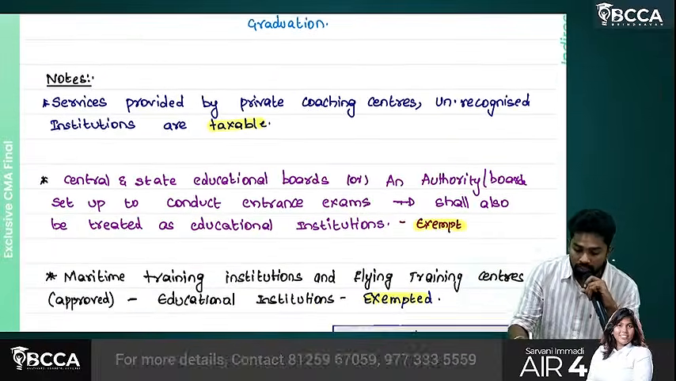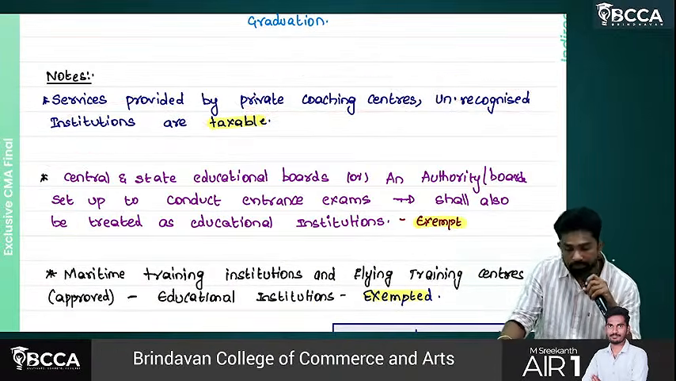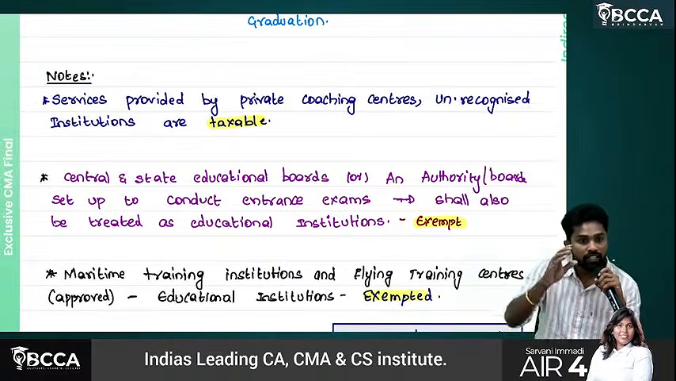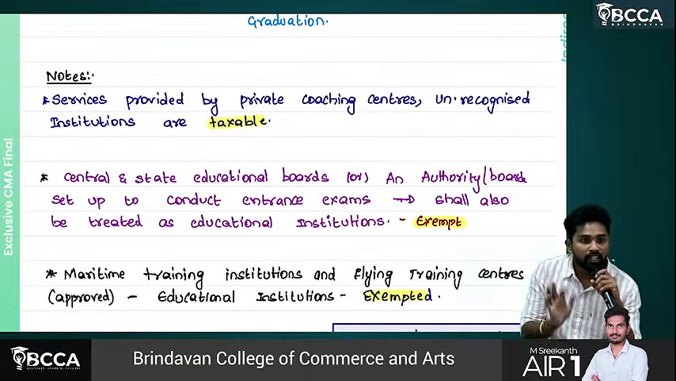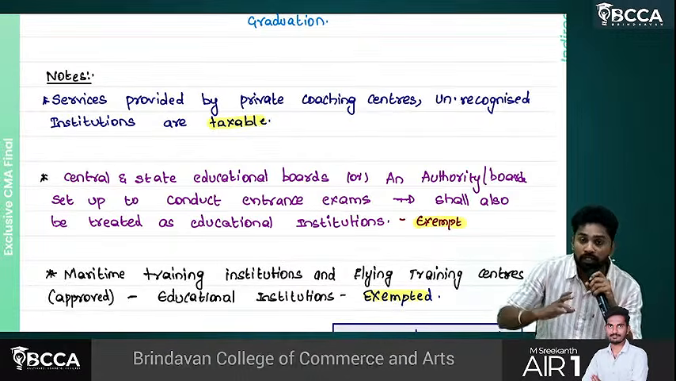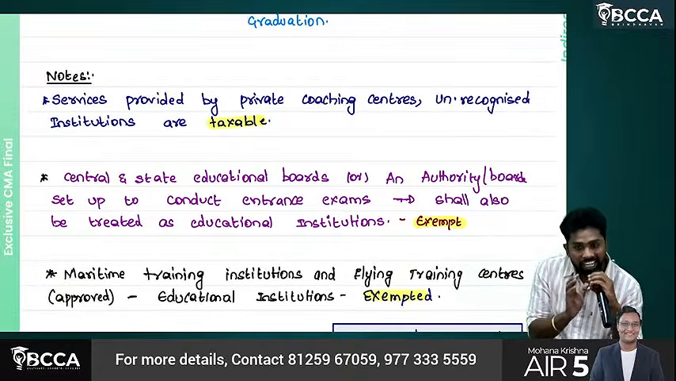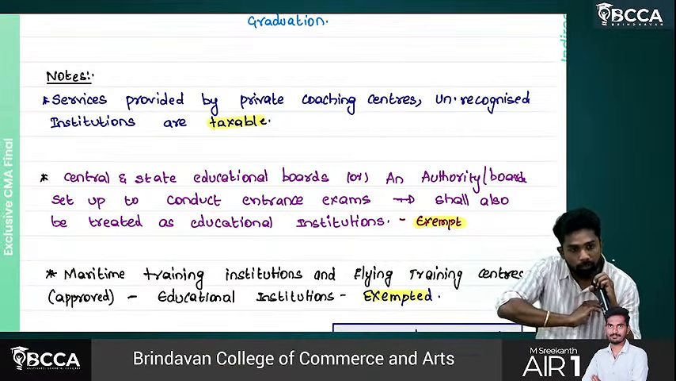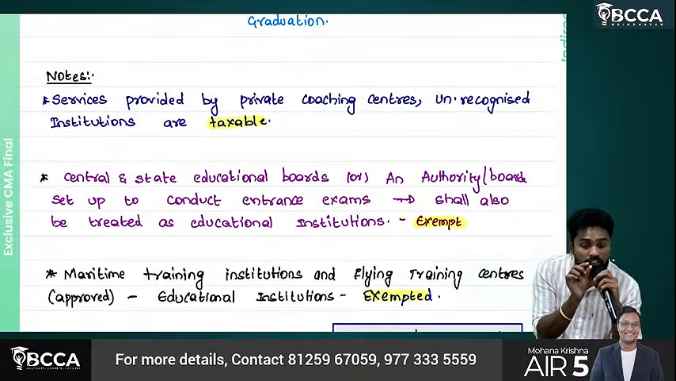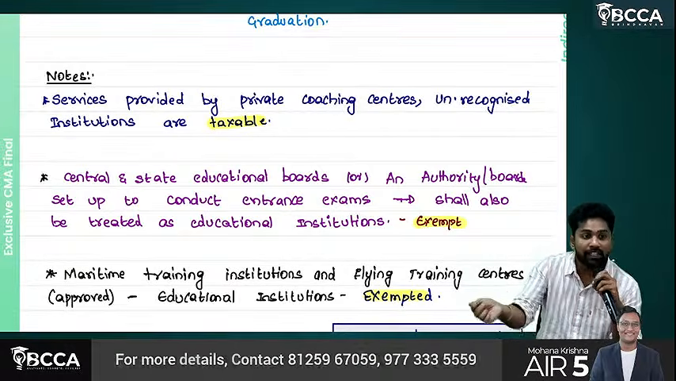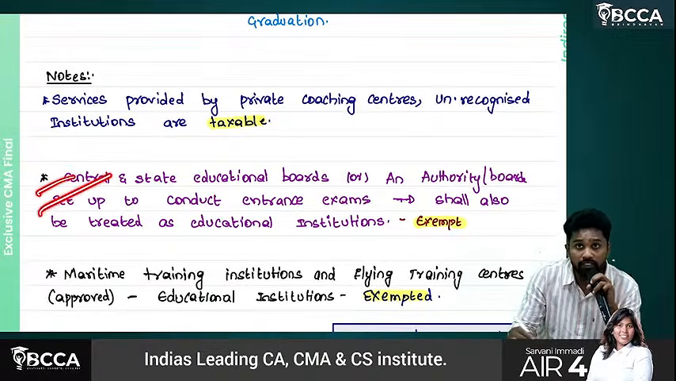So education here: vocational education, 10+2, and after 12th the recognized qualifications and degrees which are being provided. Then services provided by private coaching centers and unrecognized institutions are taxable. Then the CBSE board will conduct the 12th standard exam. In the state syllabus, SSC boards will conduct 10th class exams. Board of Intermediate will conduct 11th and 12th exams. So those boards, actually they are not educational institutions. They are not providing any education, but they'll conduct exams. Since they are conducting exams, for the limited purpose of conducting exams and the exam fee collected, they also will be treated as educational institutions and their services are also exempted.